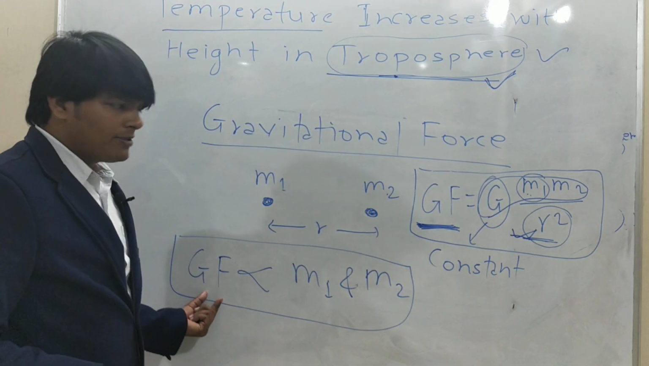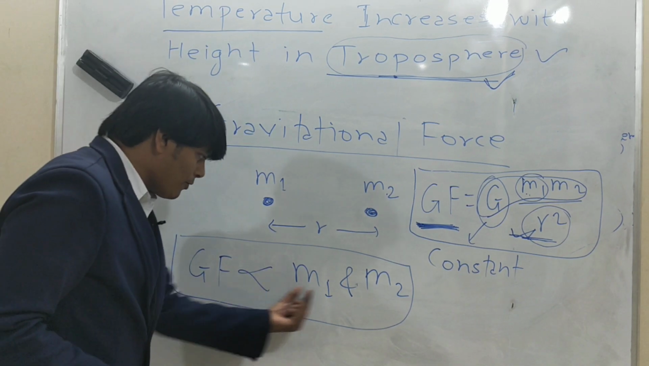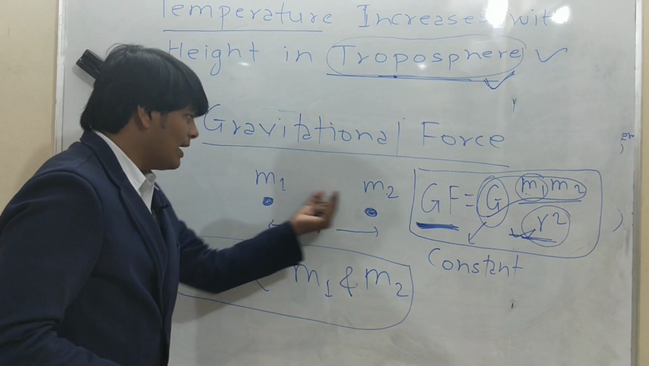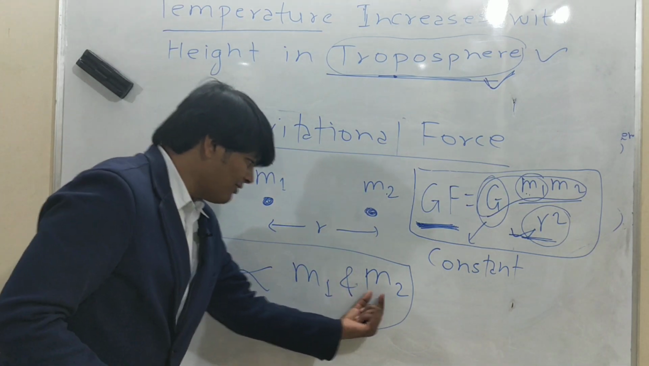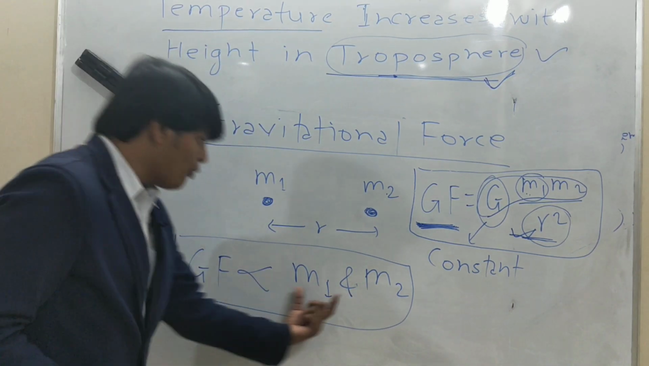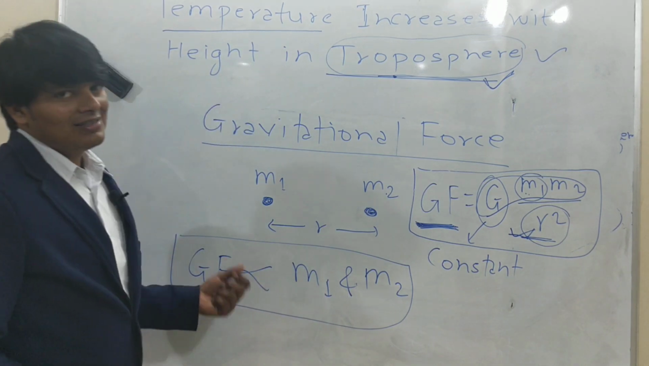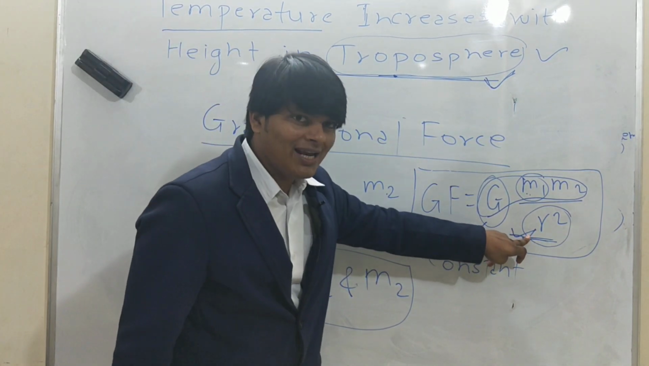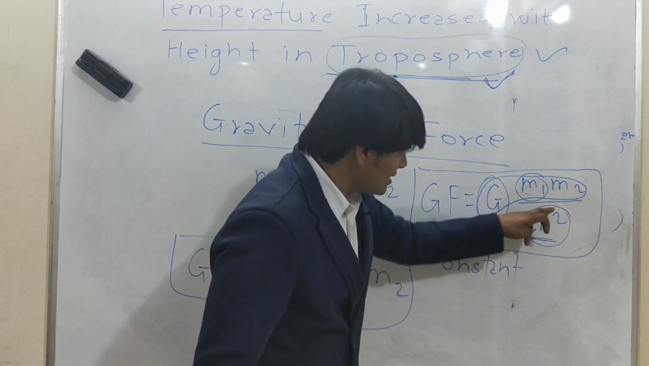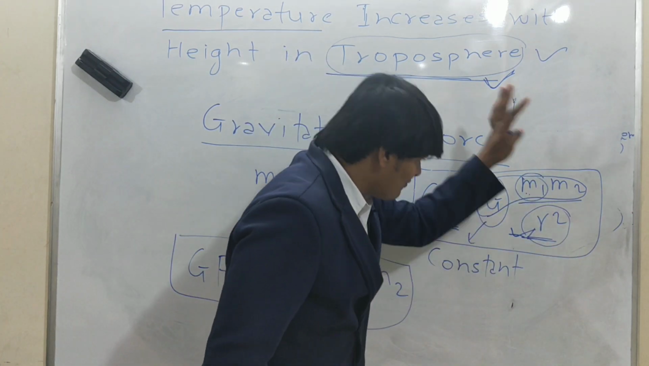If I talk about the gravitational force, it is directly proportional to M1 and M2. That means if M1 increases, GF increases. If M2 increases, again GF increases. If both increase, again GF increases. But what about the distance? This is the denominator. If the denominator increases, the total value of the division will decrease.